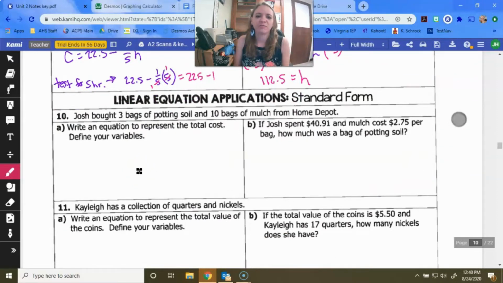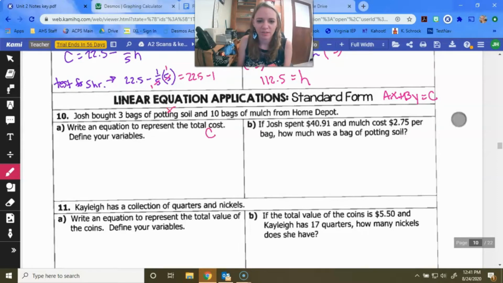Josh bought 3 bags of potting soil and 10 bags of mulch from Home Depot. Write an equation to represent the total cost and define your variables. So if it's standard form, that's my AX plus BY equals C. Alright, so total cost, let's go ahead and make that a C. That's my total cost. You have 3 bags of potting soil and 10 bags of mulch.